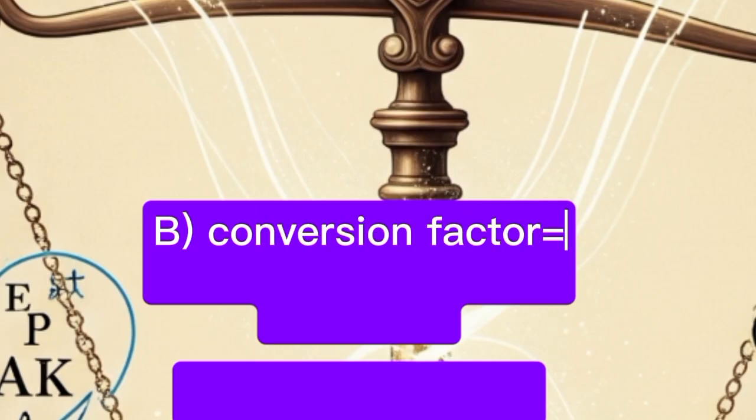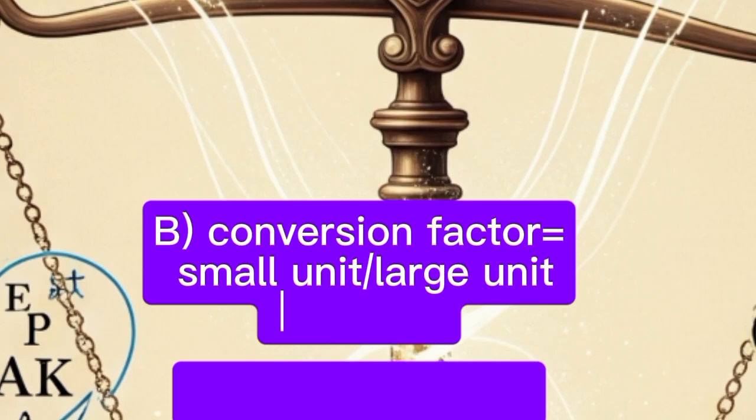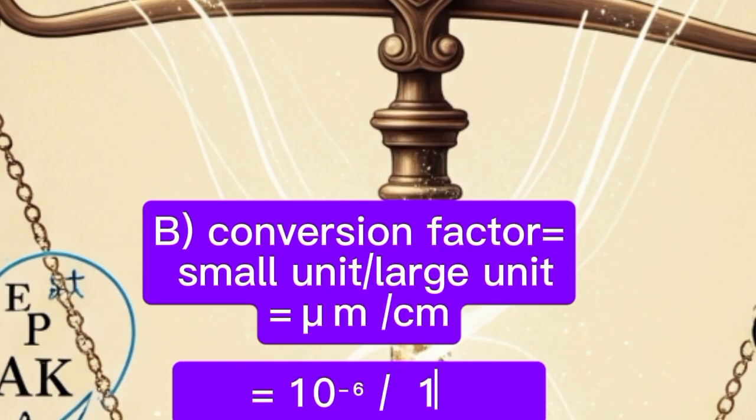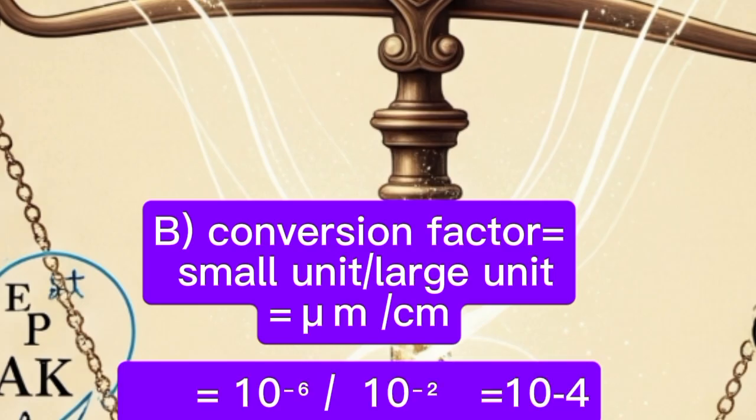The second question, B, changes to micrometer. The same process: we take the ratio of the units, small unit divided by large unit, micrometer divided by centimeter. Then we get 10 to the power of minus 6 divided by 10 to the power of minus 2. The conversion factor is 10 to the power of minus 4.